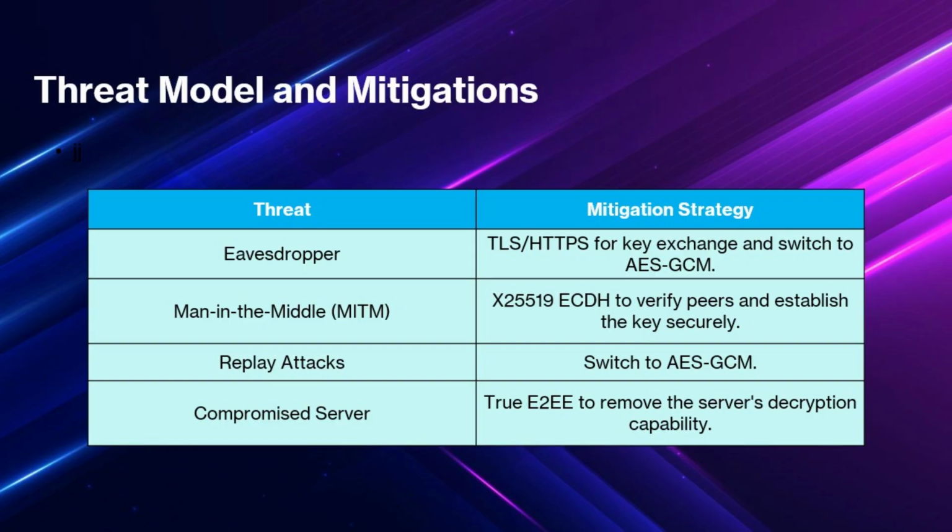This is the threat model and mitigations. The first threat is an eavesdropper. The strategy is TLS HTTPS for key exchange and switching to AES GCM. For man in the middle, MITM, the strategy is X25519 ECDH to verify peers and establish the key securely.